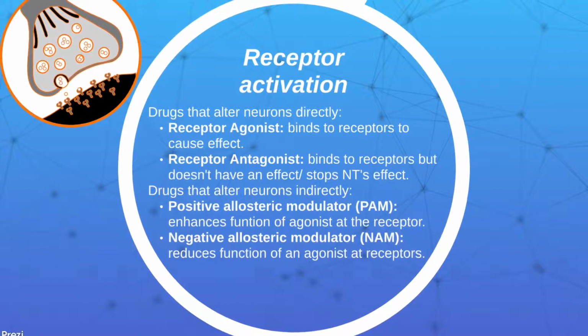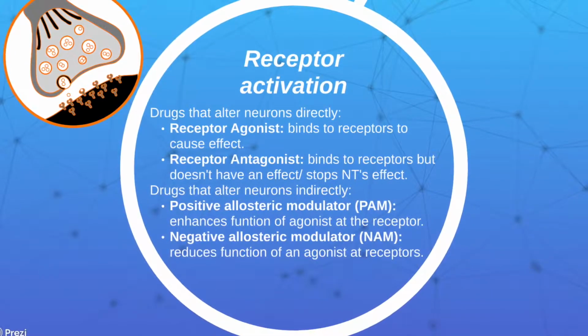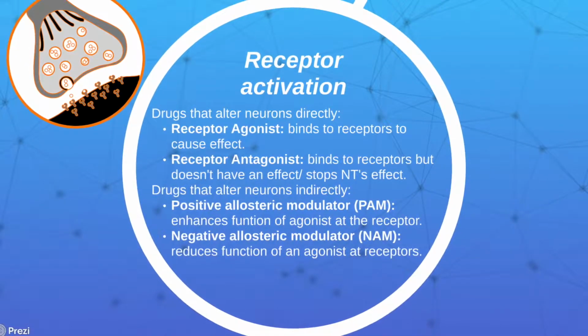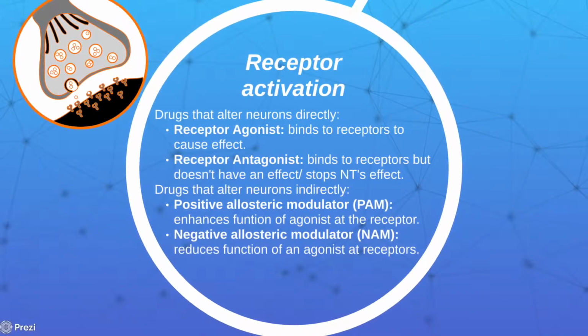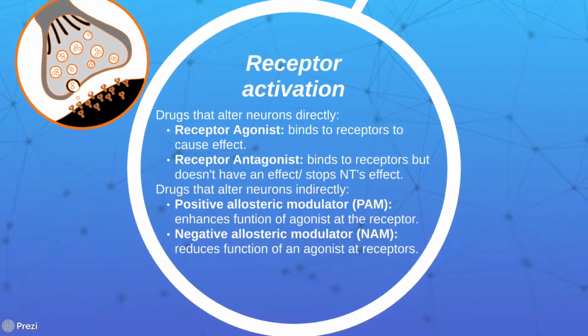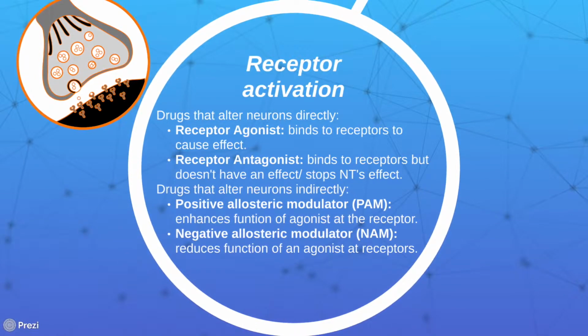Drugs that alter neurons indirectly are called positive allosteric modulators, or PAM. These enhance the function of agonists at the receptor. Negative allosteric modulators, or NAM, reduce the function of an agonist at receptors.